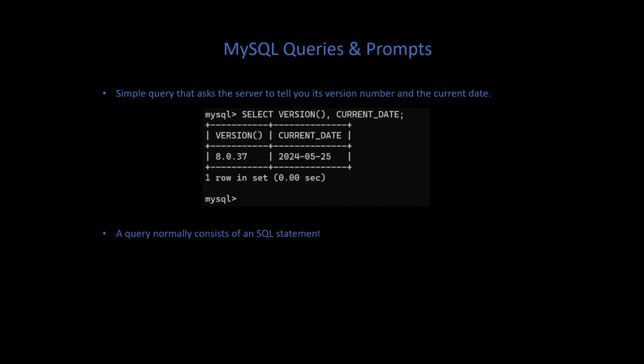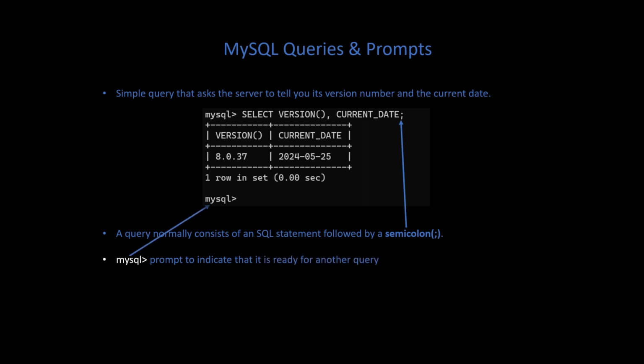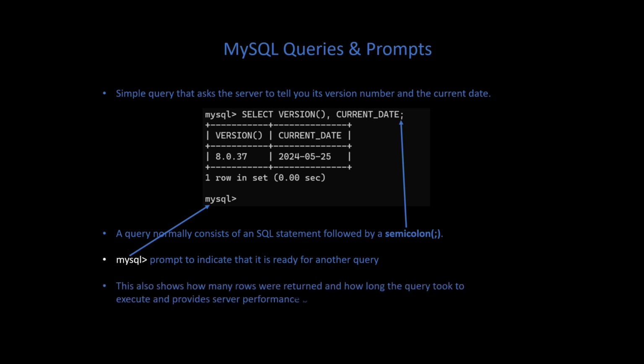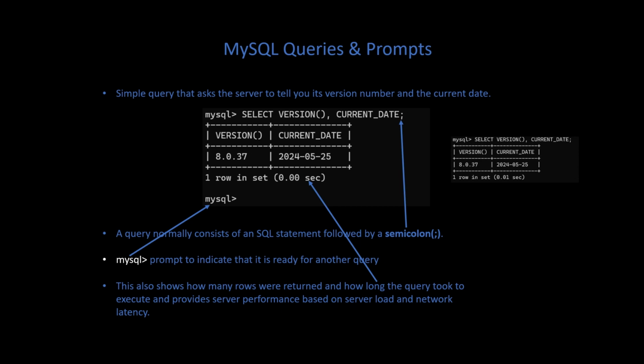A query normally consists of an SQL statement followed by a semicolon, as you can see here. The MySQL prompt indicates that it is ready for another query. This also shows how many rows were returned and how long the query took to execute, which gives a rough measure of server performance based on the server load and the network latency. As you can see here, it indicates the time the query took to execute. In another query, the time taken is 0.01 second.